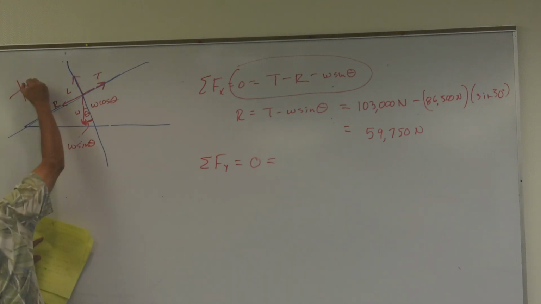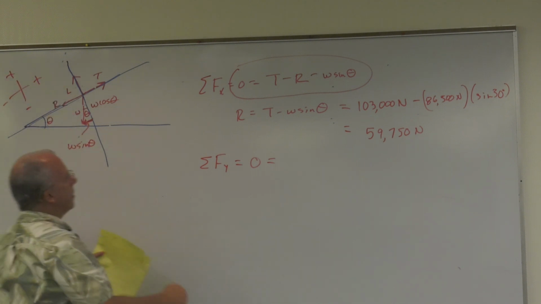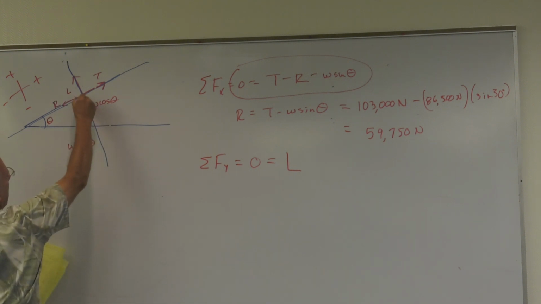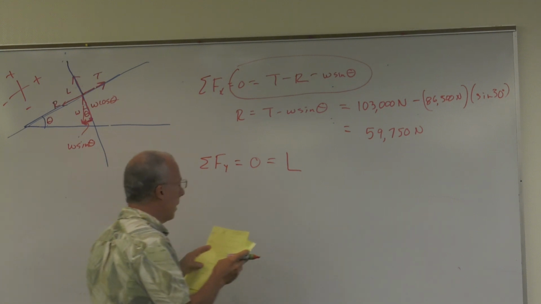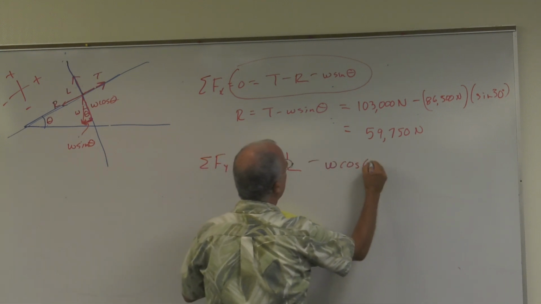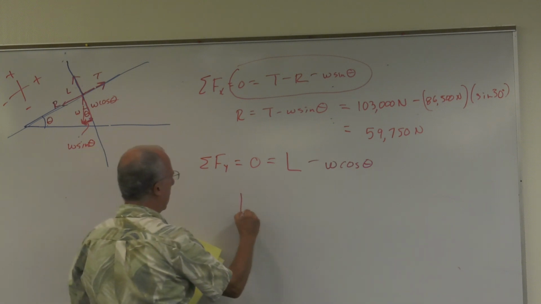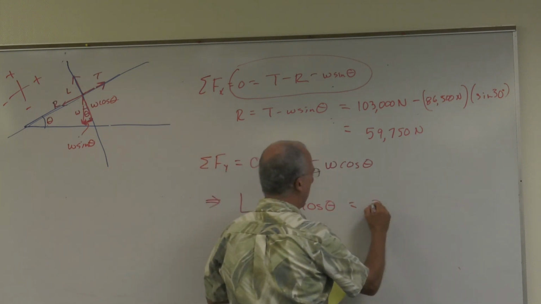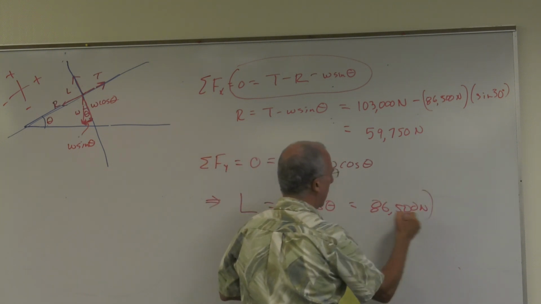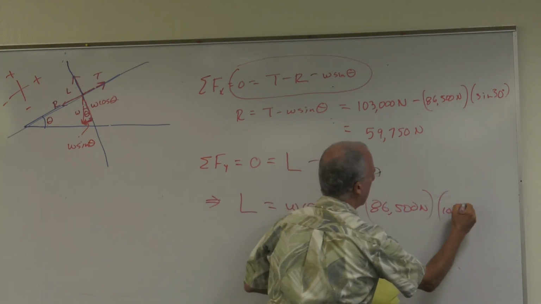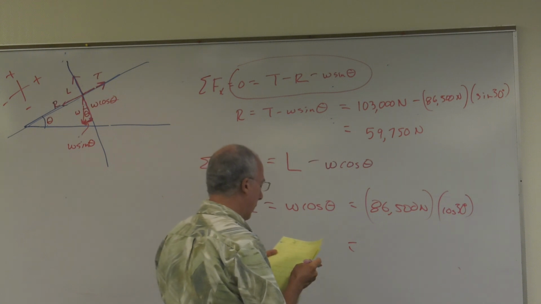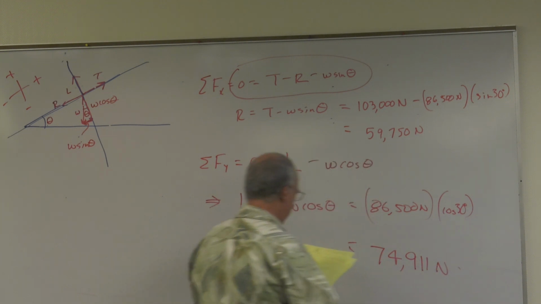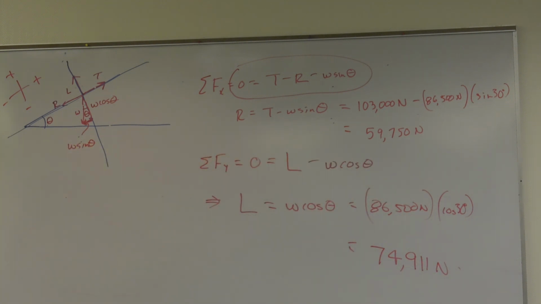L is positive. Negative, all we have is W cosine theta, right here. L minus W cosine theta. Well, that's awesome. So therefore, L equals W cosine theta, which is the weight, 86,500 times cosine of 30. And hopefully I get that right. 74,911 newtons. So that's all there is to it.